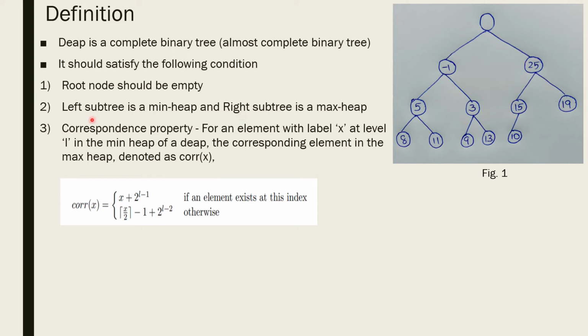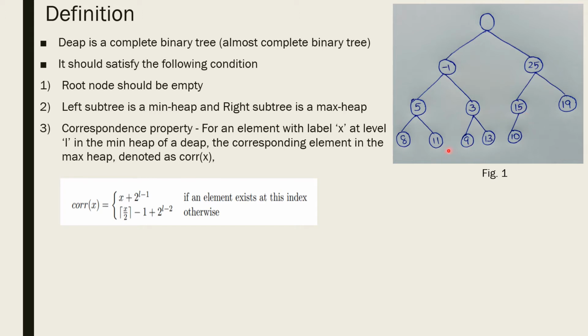Now the other condition is the correspondence property condition. That's nothing but, see, for every element in the left subtree there should be a corresponding element in the right subtree. Like for -1 it is 25, for 5 it is 15, for 3 it is 19, and for 8 it is 10. We have to see for the corresponding element in the right subtree. So for 8 it is 10, and for 11 there is no corresponding element over here.